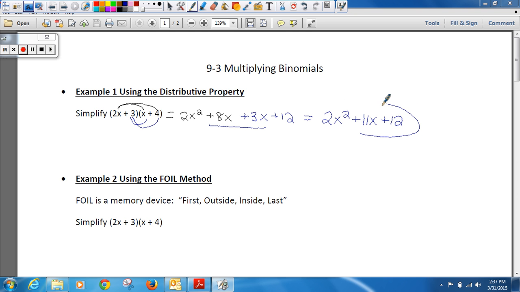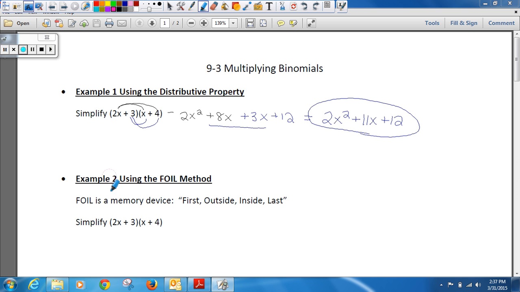So that's using the distributive property where you take each of the first terms distributed to each of the terms in the second polynomial. Example 2 is using the FOIL method. So FOIL stands for first, outside, inside, last. So what you do is you multiply the first ones. So 2x times x, because those are in the first.